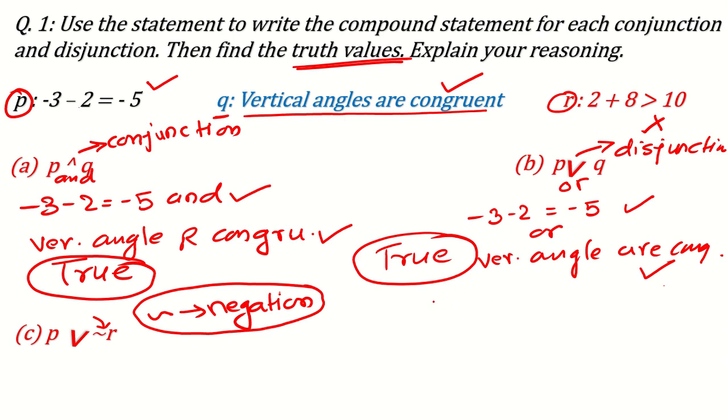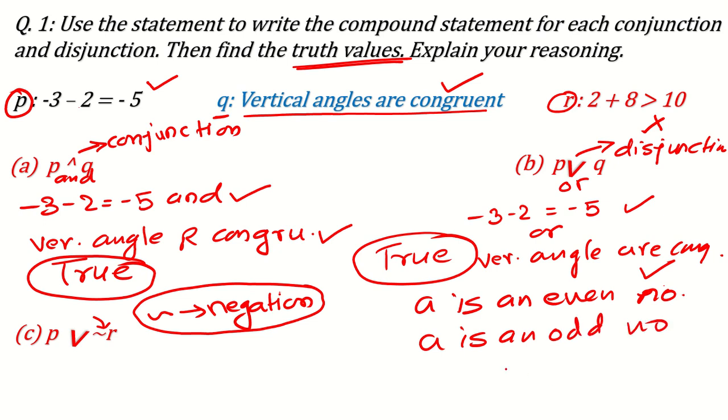For example, if I say A is an even number, its negation will be A is an odd number. Also you can write A is not an even number. Why am I writing odd here? Because only two types of numbers are there, either even or odd. We don't have any third category. So its opposite will be odd, or you can write like this.